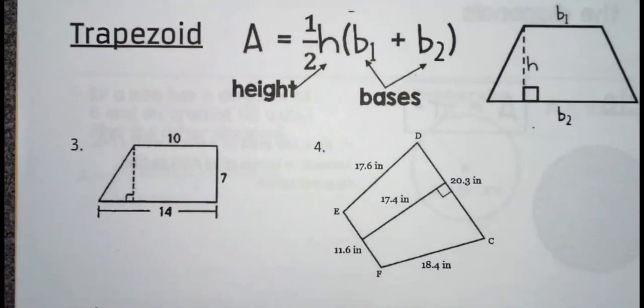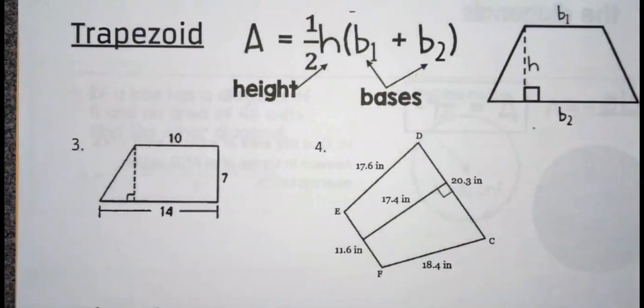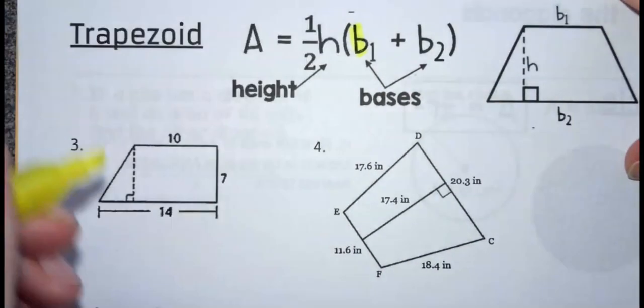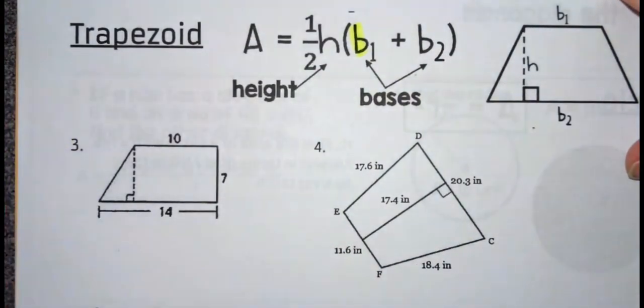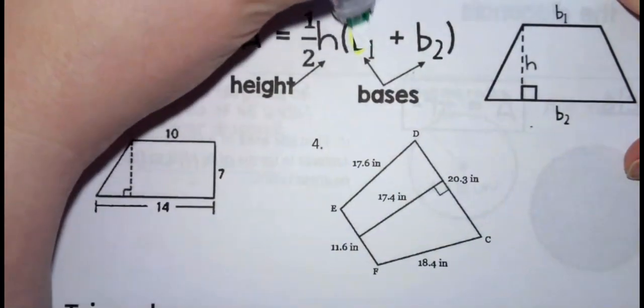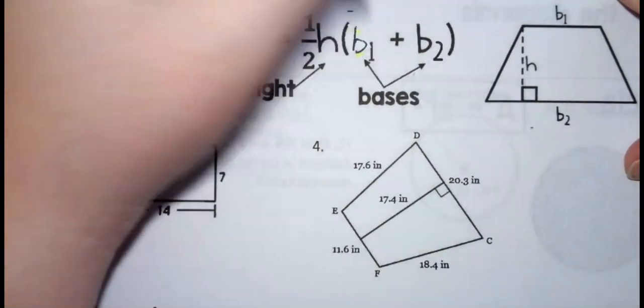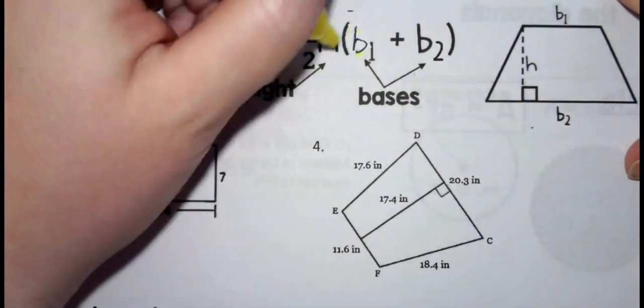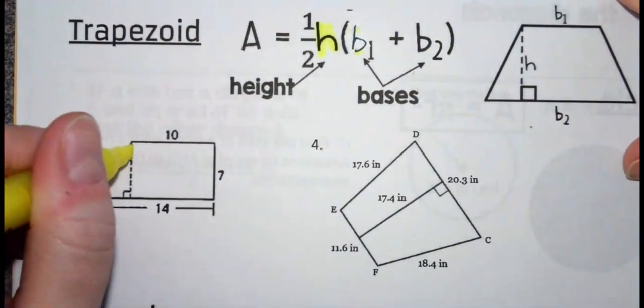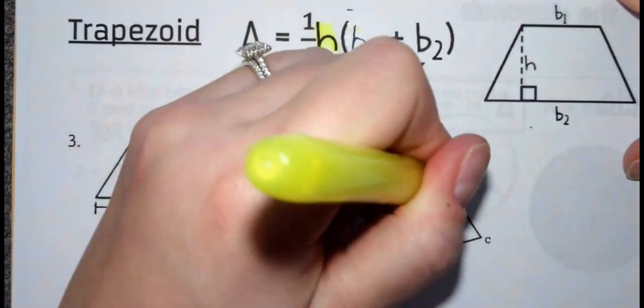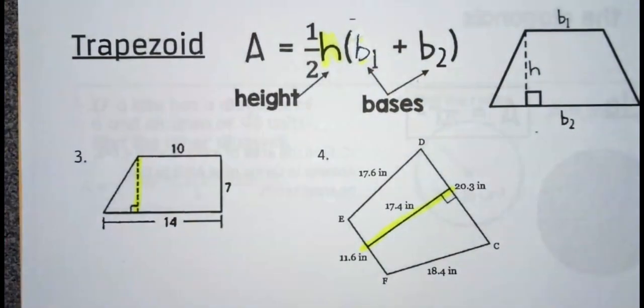This one's probably the most challenging just because it has lots of different things. But we're going to say the height is this. Oh, that is not what I meant to do. I would like to keep it consistent with the colors. So the height, we're going to keep it as yellow. We're going to put the height here. Remember the height and the bases always touch at a right angle.